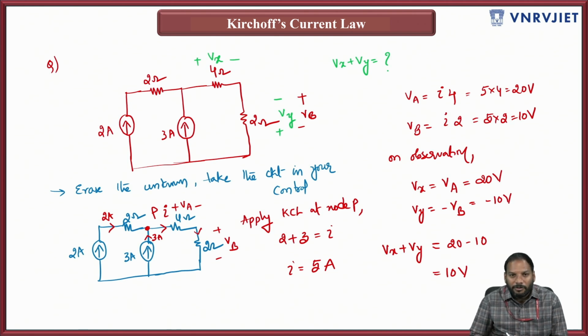So the students try to prefer this type of method. Try to erase the unknowns, take the circuit in your control, give your own notations for the voltages, and then apply Ohm's law to calculate them. And finally, compare the original unknowns with the unknowns that you have assumed. Then you will get the right answer. There is less chance of making a mistake in this type of procedure. If you try to go directly with minus Vy, then there is a possibility of making a mistake. So I think this type of procedure will be very clear and you can go ahead.